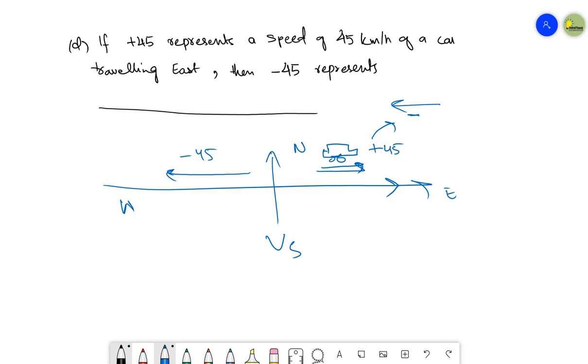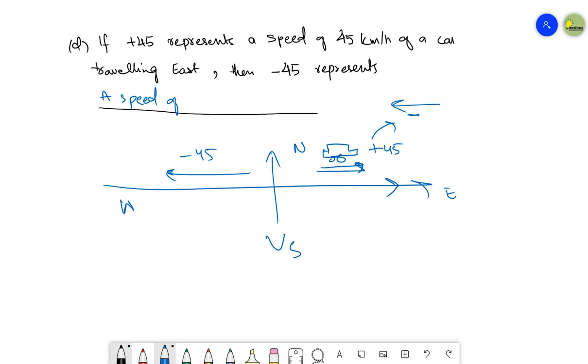So what is written in this blank? Then minus 45 represents what? It represents a speed of, the speed remains the same. The speed will remain the same. Why? Because it was plus 45 initially and it just changed with a negative sign. But the magnitude, the number, remains the same, that is 45.